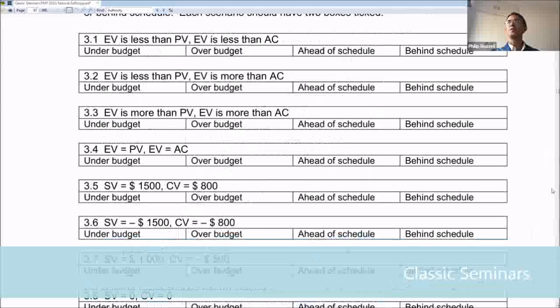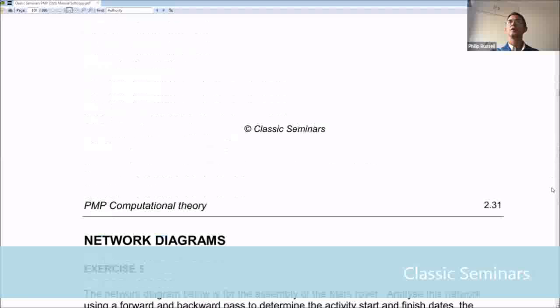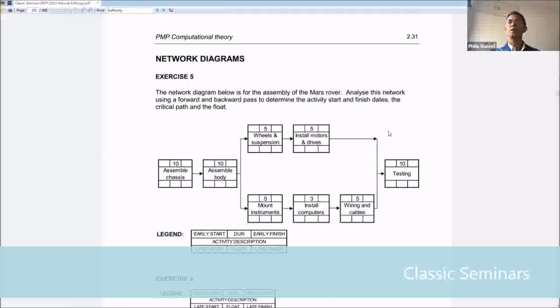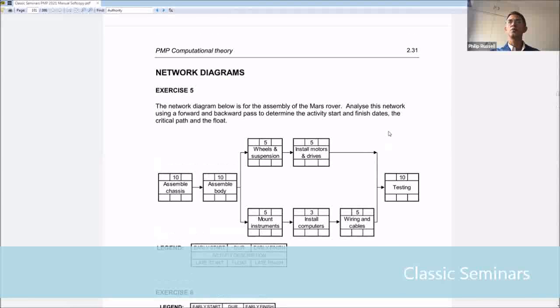These are more earned value. Keep on going down here. Here we go. Exercise 5. So with exercise 5, I'm going to allow you to do this in your group. So do exercise 5 and 6 in your groups, working together, and share your answers. And I think for both exercises 5 and 6, probably 10 minutes will be sufficient.